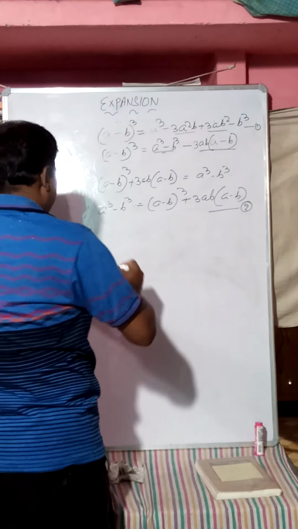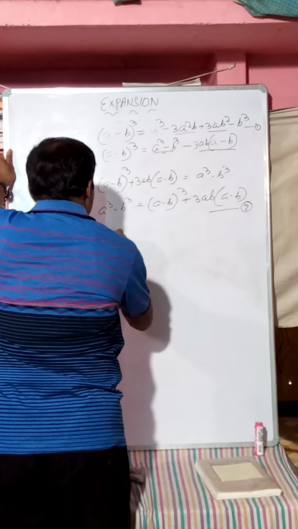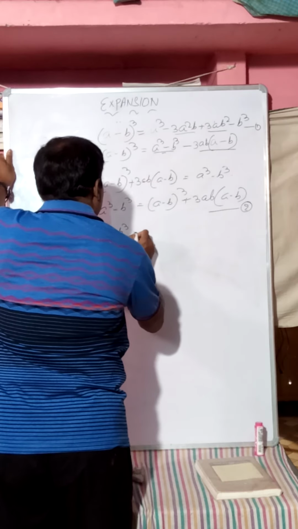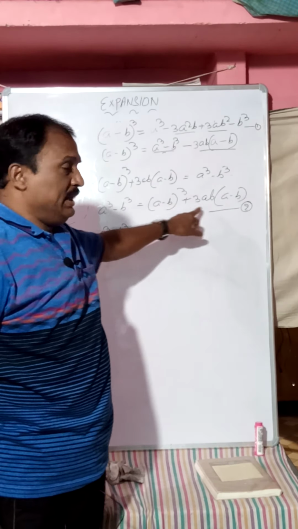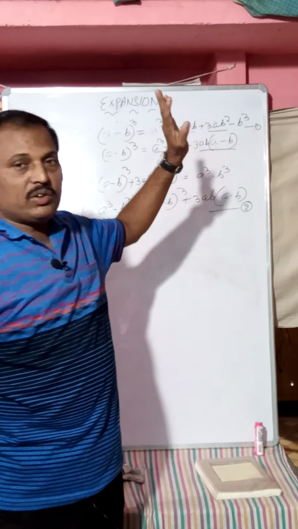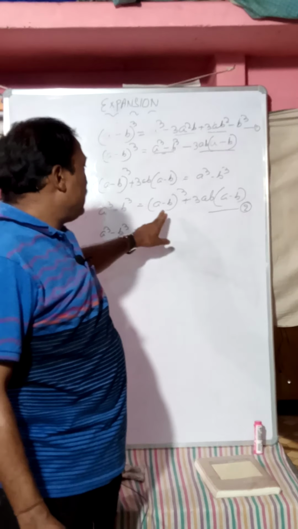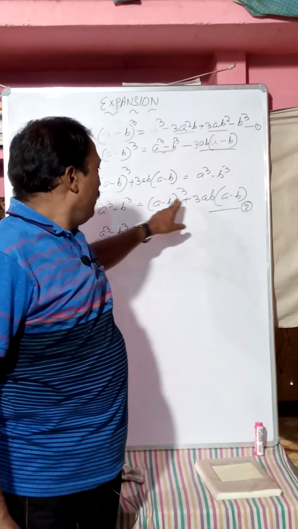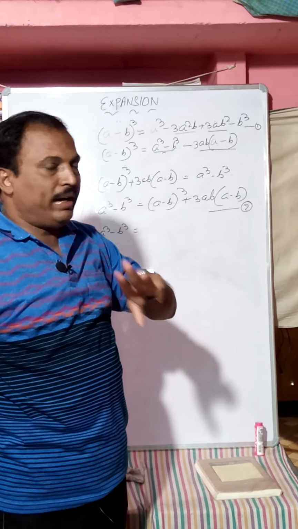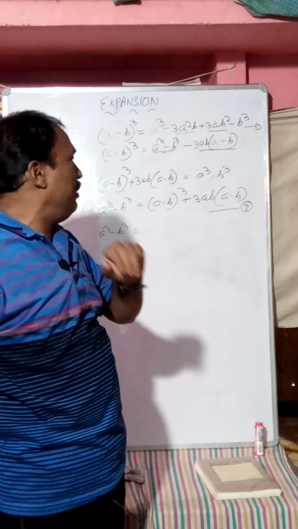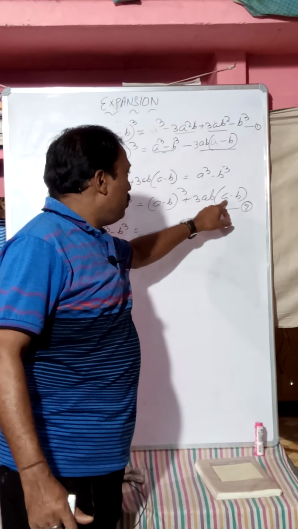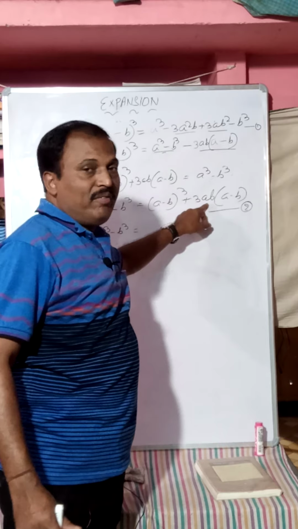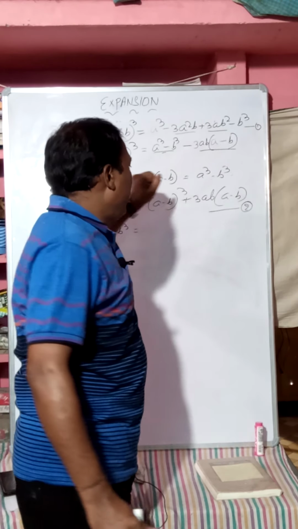And second next step, a cube minus b cube is equal to, look at this expression. How many terms in this expression? In this expression there are two terms. First term is a minus b whole cube, means here is 3 factors, a minus b into a minus b into a minus b, and in the second term, that is 3ab into a minus b. 3ab is a factor and a minus b is a factor.